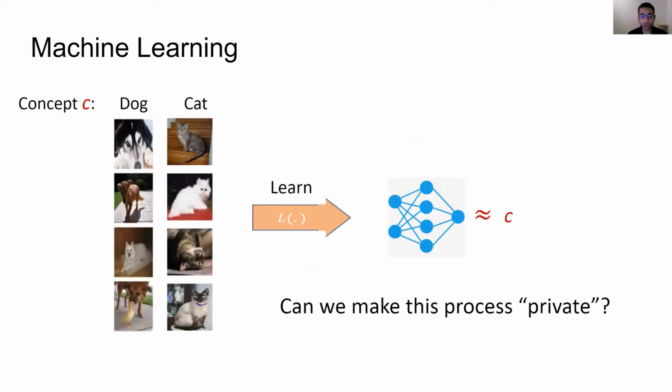The process of machine learning starts with a training set that is labeled according to some concept function C, and the goal of the learning algorithm is to look at this training set and find a good approximation of that concept function. So this process can leak some information about the training set used, and the study of privacy-preserving machine learning aims at finding private algorithms that can minimize such leakage.